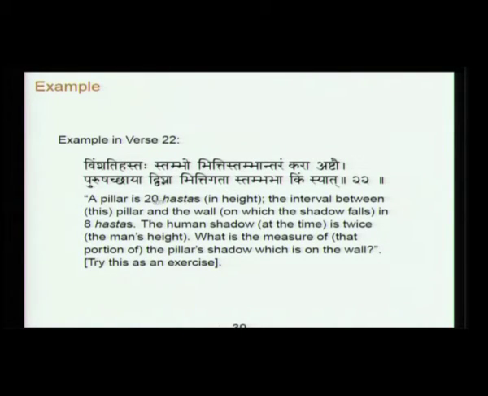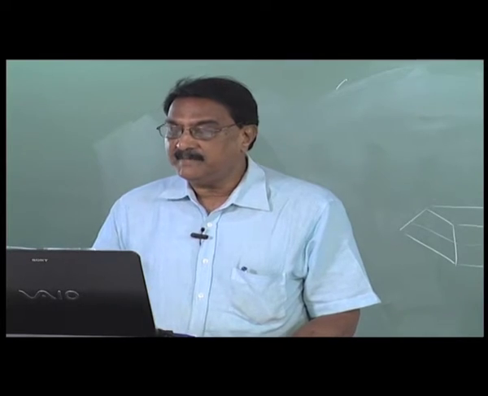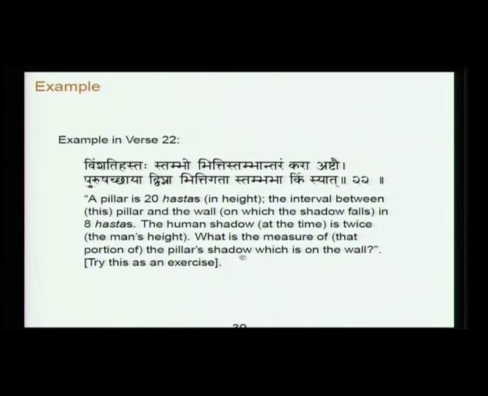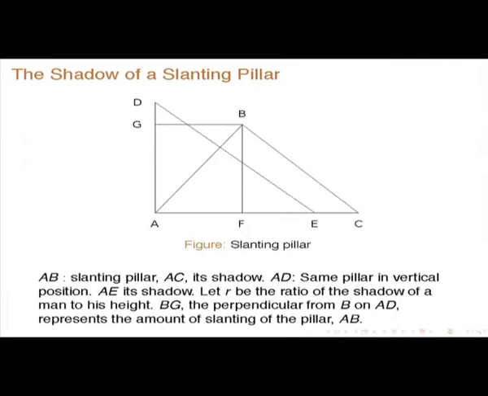A pillar is 20 hastas in height. The interval between the pillar and the wall on which the shadow falls is 8 hastas. The human shadow at that time is twice the man's height, so that is where this b is given. What is the measure of that portion of the pillar shadow which is on the wall? This can be tried as an exercise.